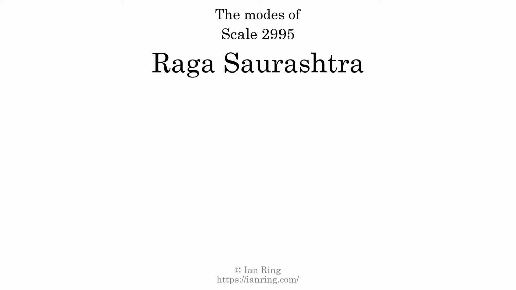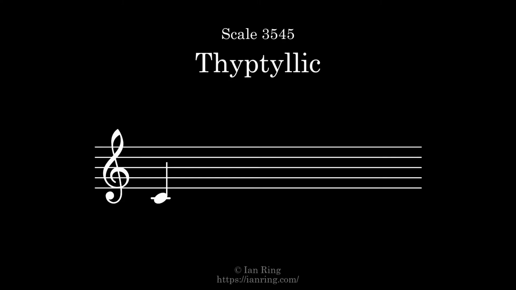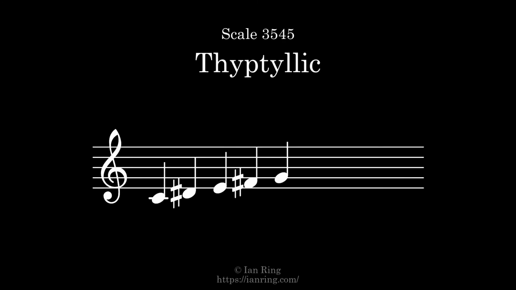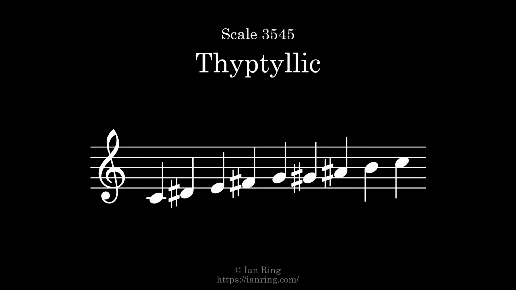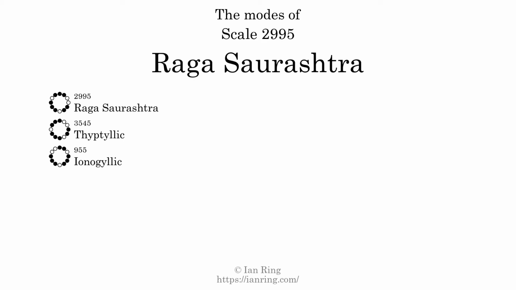This scale has 8 modes. The first mode is itself. The second mode is scale 3545, also known as thioptilic. It sounds like this. The third mode is scale 955, also known as ionogilic. It sounds like this.